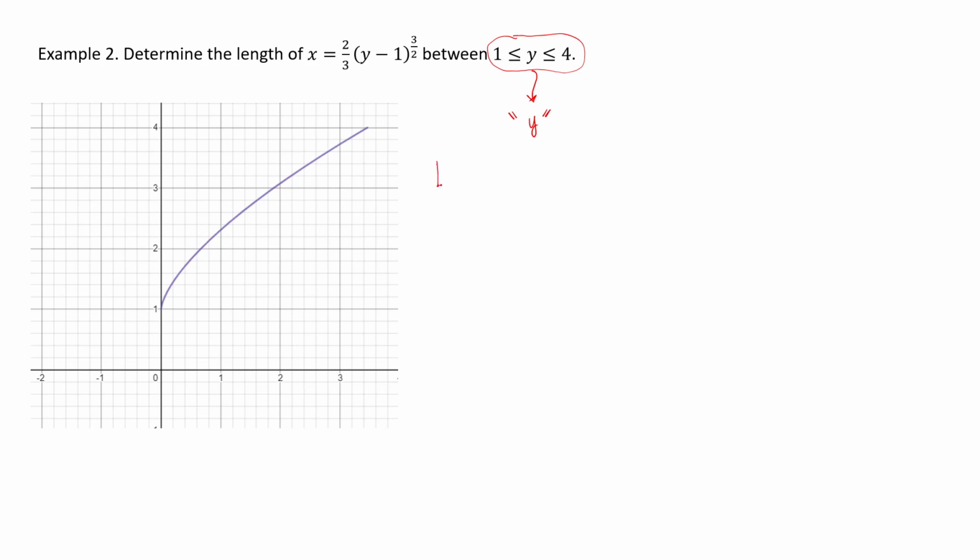The formula in terms of y is the integral from y1 to y2 of the square root of 1 plus dx over dy squared. If we are integrating with respect to y, then it's dy, and dy here, then dx. That's how you remember the formula more easily.